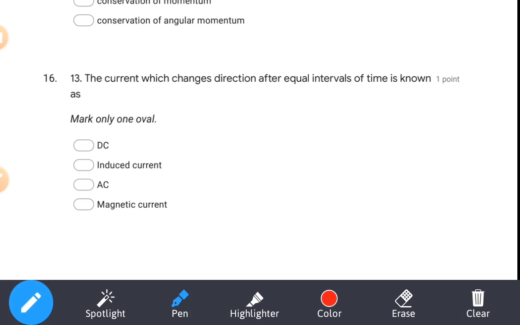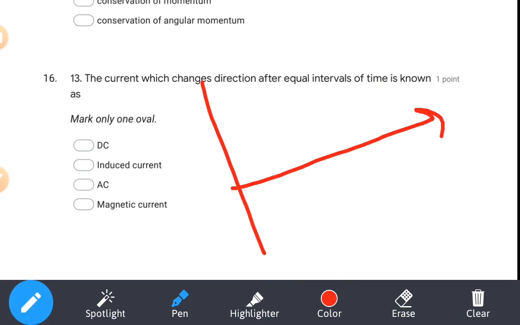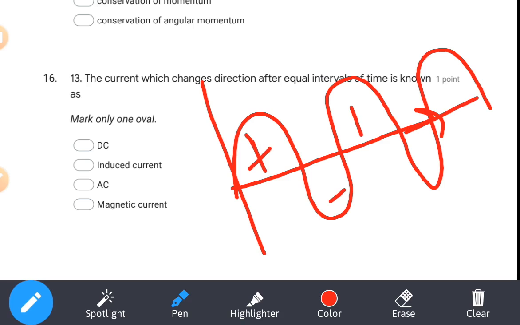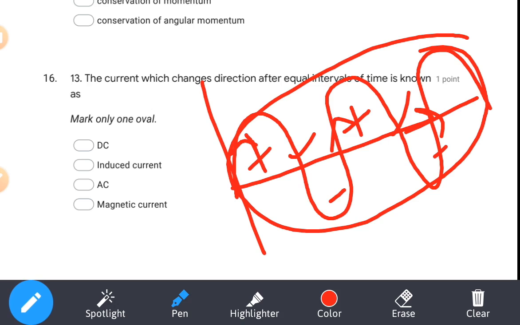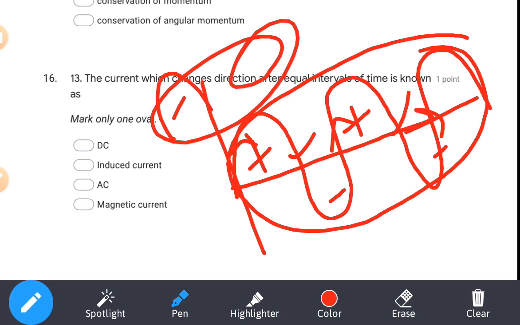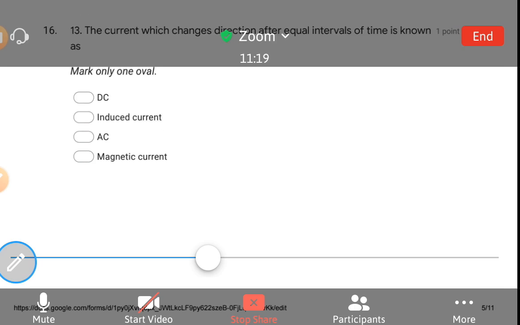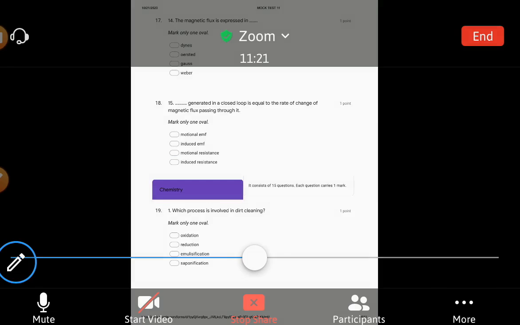13th question. The current which changes direction for every equal interval of time. Equal interval of time means if you draw the graph, positive half cycle, negative half cycle, positive half cycle, negative half cycle, upward, downward, upward, downward. For every equal interval of time its direction is changing, so what sort of current is it? It is our alternating current. Option number C. Next, 13 questions over in the physics part.